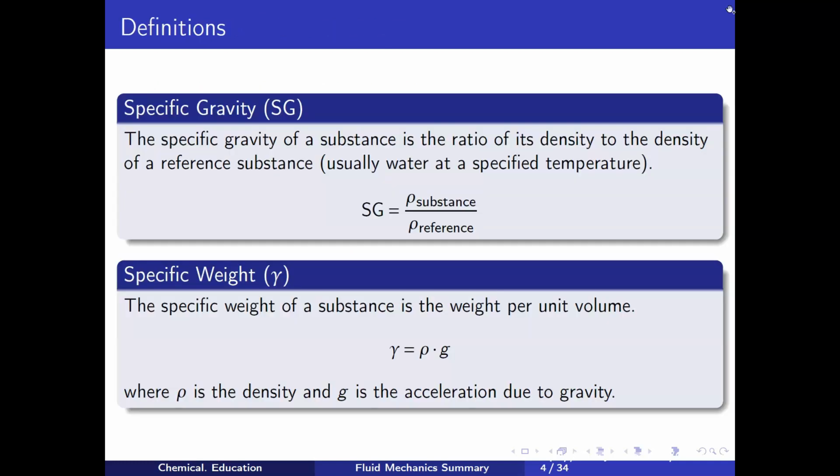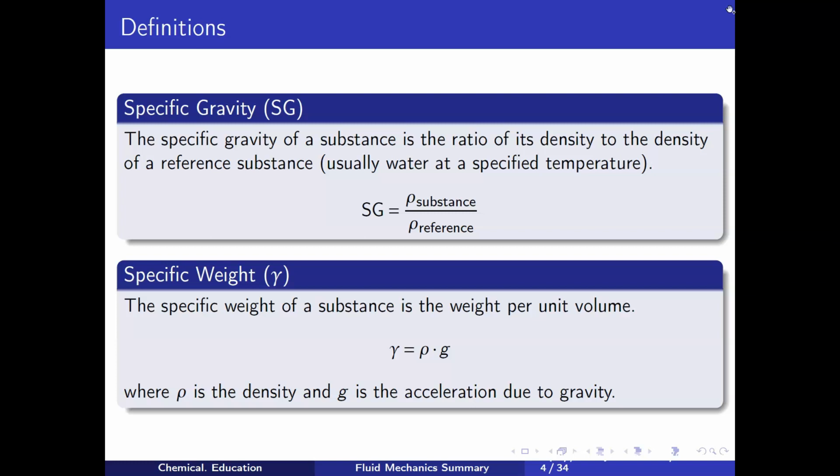Specific gravity, SG. The specific gravity of a substance is the ratio of its density to the density of a reference substance, usually water at a specified temperature. SG is equal to density of substance by density of reference material. Generally we take the reference density as water density.